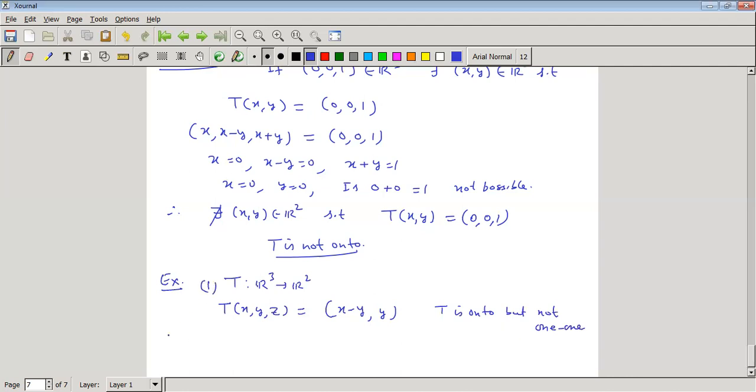This is the first. And second, T is a mapping from R3 to R2 defined by T of x comma y comma z is equal to x minus y comma y. Again, you have to show that T is onto but not 1-1.